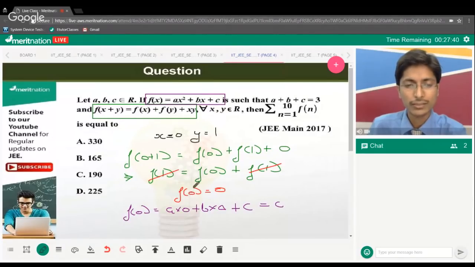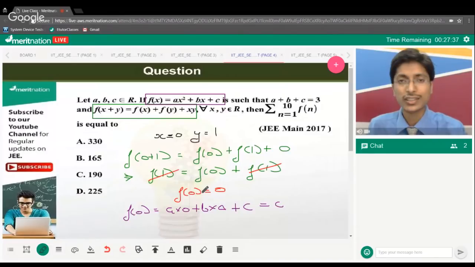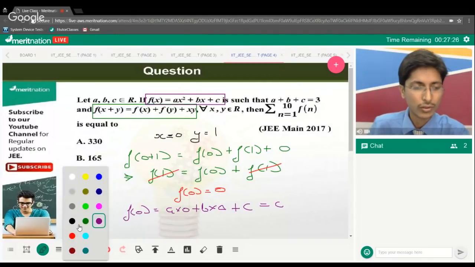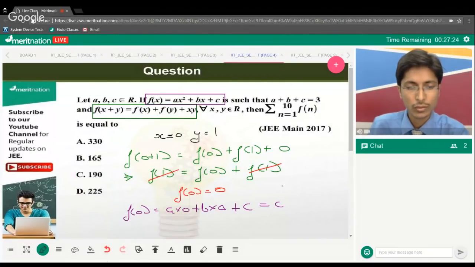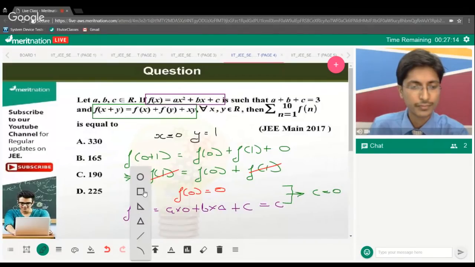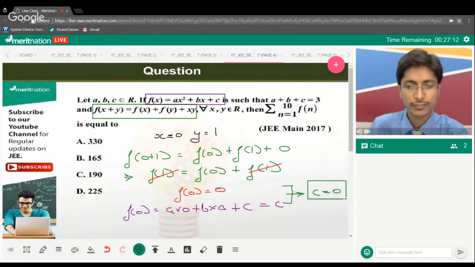Now, if I make use of the above two equations, the first says that f of 0 is 0, and the second one says f of 0 is equal to c. From these two, we can conclude that c equals 0. Okay, so if we have c equals to 0, now what?